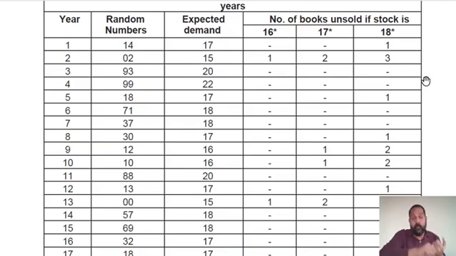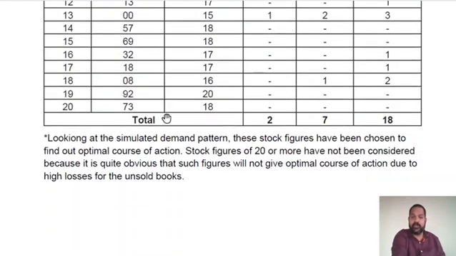Number one, with 15 books, you will never have unsold books. All books will always be sold. That is why you don't need to do this for 15. You need to do this with 16, 17 and 18. So with 16 books, there are 2 books unsold. With 17, there are 7 books unsold. And with 18, there are 18 books unsold.